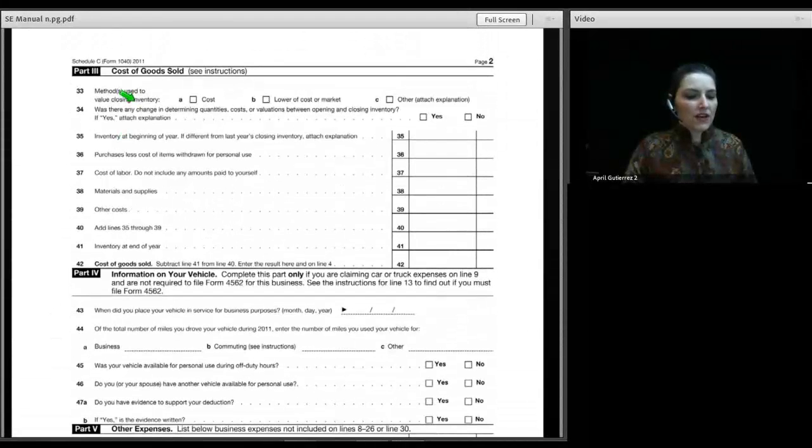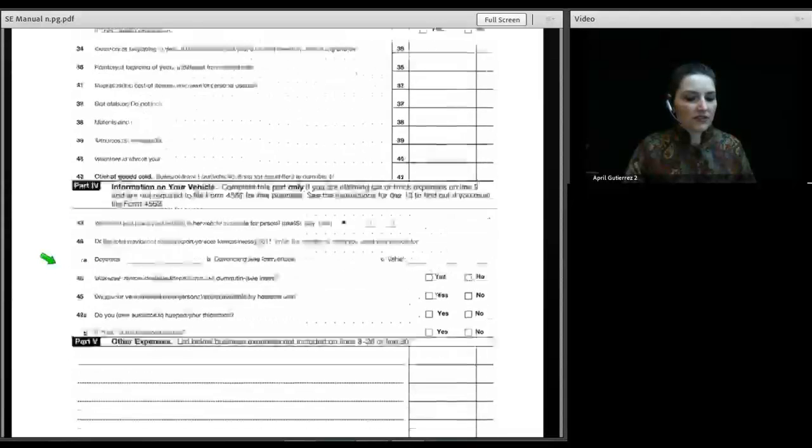On page 2, we move into part 3 with cost of goods sold. We'll definitely take a look at that and how you determine the method for inventory, how you figure your cost of inventory, your cost of goods sold.